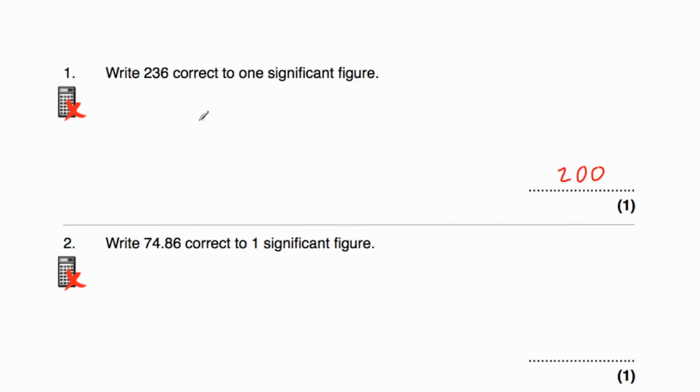Another way to consider it is because we've got 236, we want to round to one significant figure, so we want one digit, and we want to make the rest of them zeros. Because the second significant figure is a 3, we round down, so our answer would be 200.